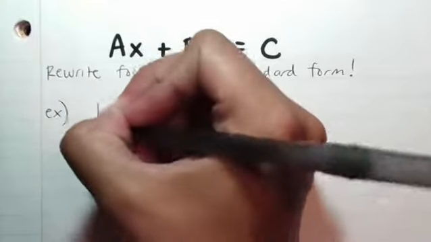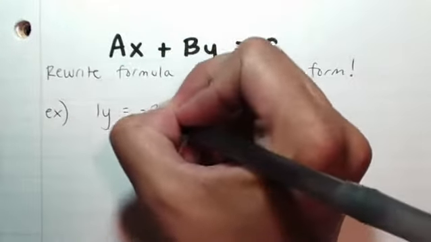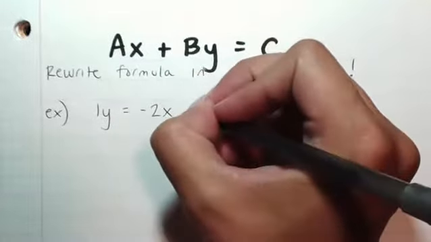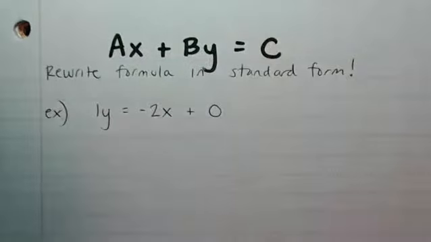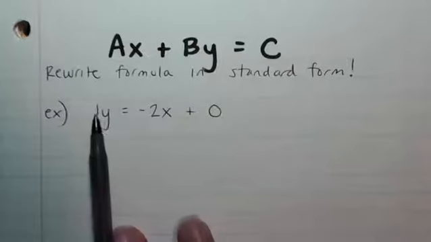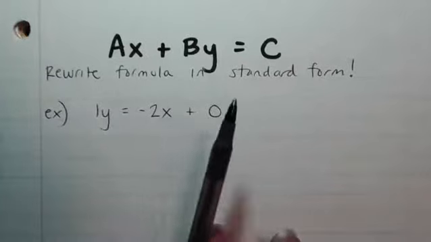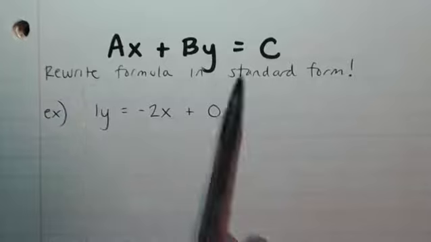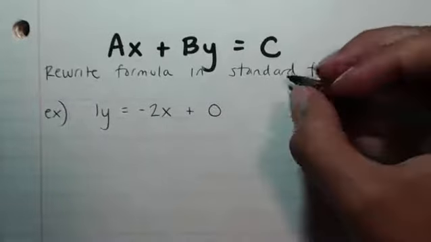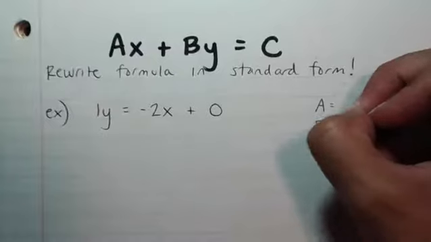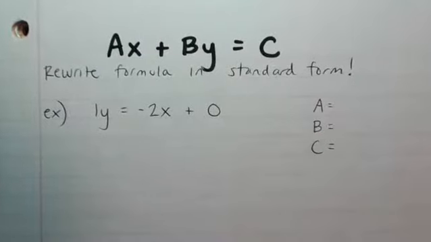Let's go with 1y is equal to negative 2x plus 0. So this is in what form? This is in slope-intercept form. I have y equals mx plus b. Now the first thing I want to do is whenever we rewrite this into standard form, it's important that we identify what the a, b, and c are. So that's what we want to eventually do. We have to convert it first.